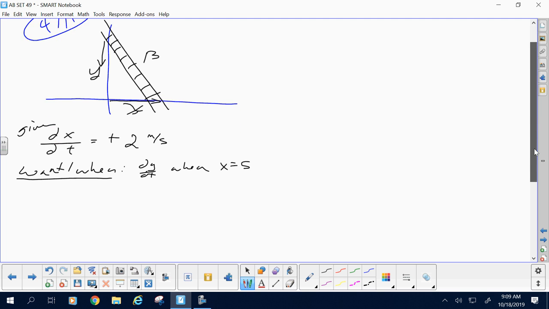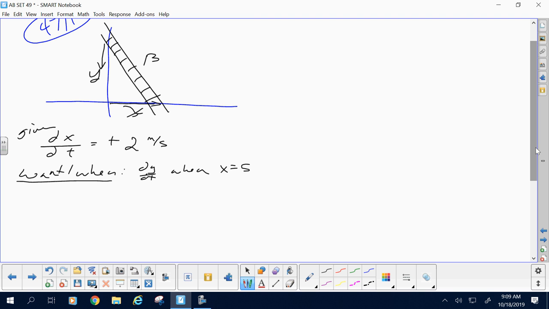But what's an equation? I can't find any derivative until I have an equation to take a derivative on. So what's an equation that relates the variables? Okay, Pythagorean theorem. X squared plus y squared is 13 squared. Okay, I have an equation, but I want derivatives. So now what should I do? Take derivatives with respect to t. So when I take the derivative of x squared with respect to t, it's the derivative of the outside, which is 2x, but times the derivative of the inside, which is dx dt.